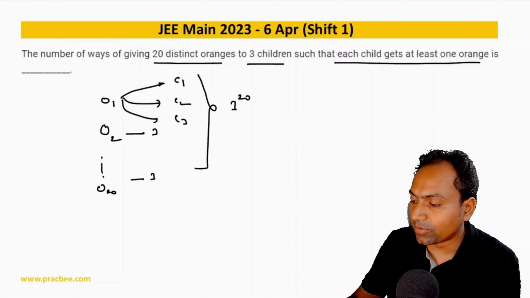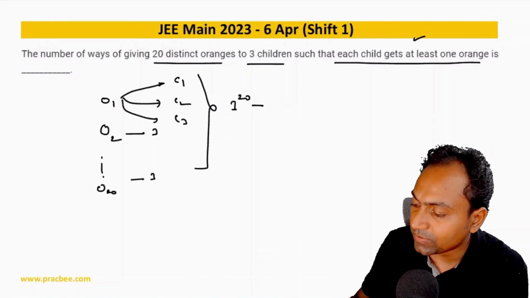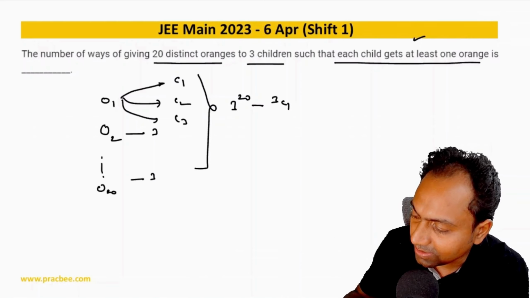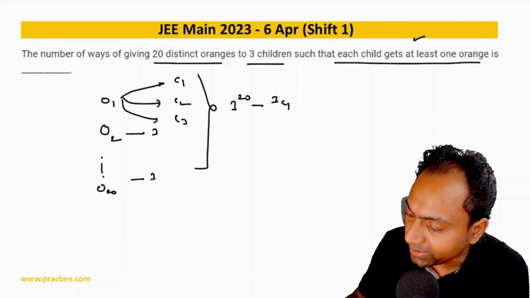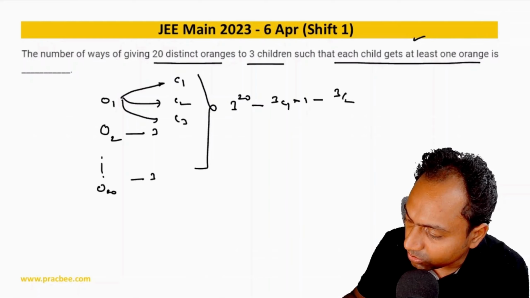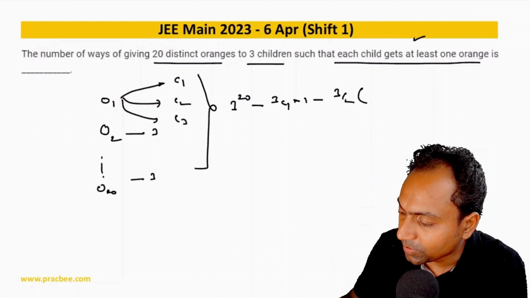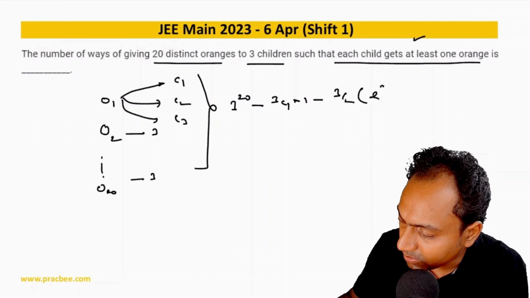Now we want to remove those cases which are not following this condition. So what we can do is we can select 1 child out of 3 children and give all 20 oranges to him in one way. Or what we can do is basically out of 3 we can select 2 and then give all 20 oranges to those 2 people. So this can be done in 2 raised to the power 20 ways.